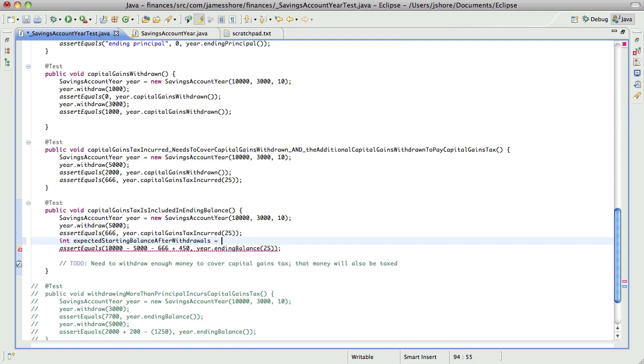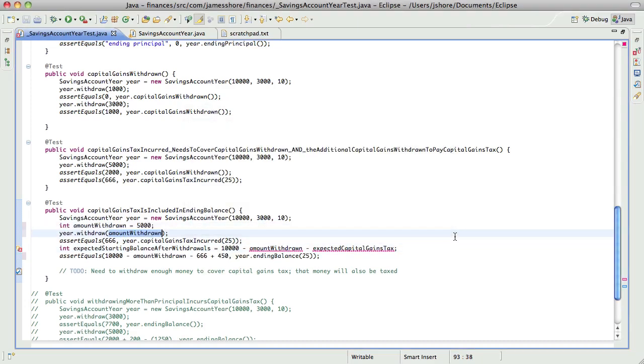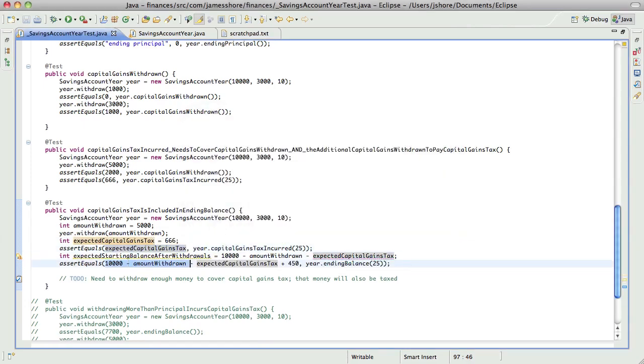I use these really long names, especially like this one, in my tests because I'm never going to type it again, and I really want it to be clear what's going on. So expected starting balance will be 1,000 minus amount withdrawn minus expected capital gains tax. Amount withdrawn is going to be here, and the expected capital gains tax is here. And our expected result is going to be expected starting balance after withdrawals times 1.25.